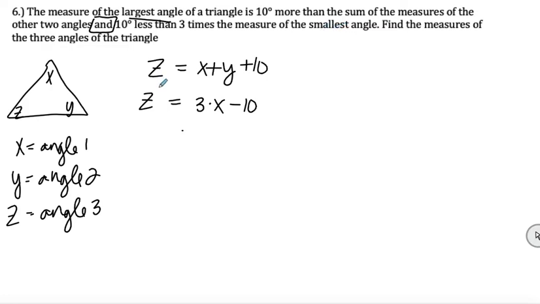Okay, and now the last part is not in the story here, but what do we know about triangles? That's right, triangles add to 180 degrees. So we know X plus Y plus Z must equal 180. So now I have three equations and I have three variables.